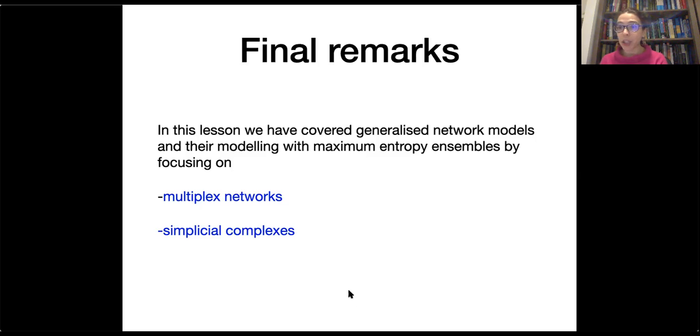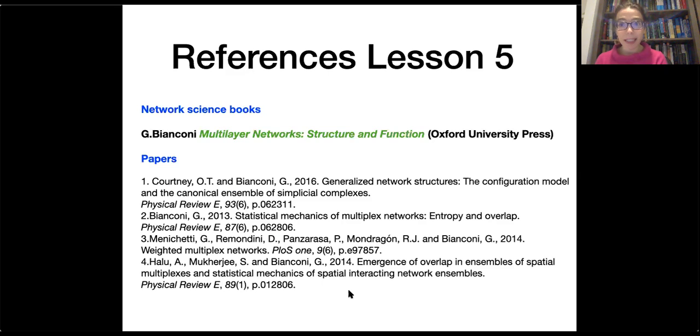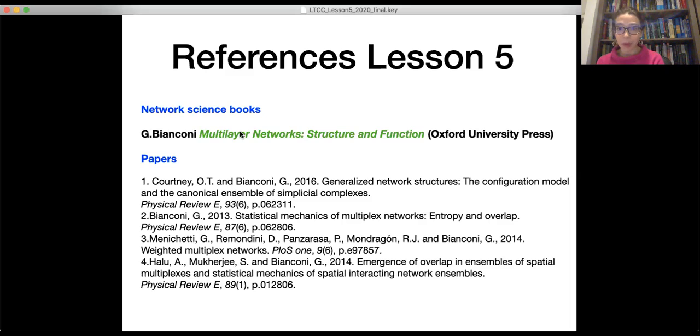So in this lecture, we have covered maximum entropy ensembles, covering both multiplex networks and simplicial complexes. You might have seen all the power of the method that we have developed in order to capture this generalized network ensemble. So we reach this first conclusion of the last lesson.